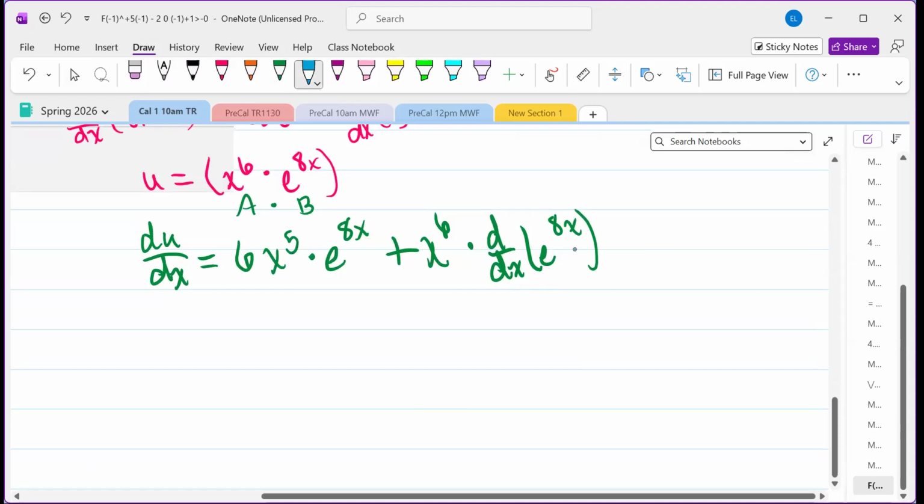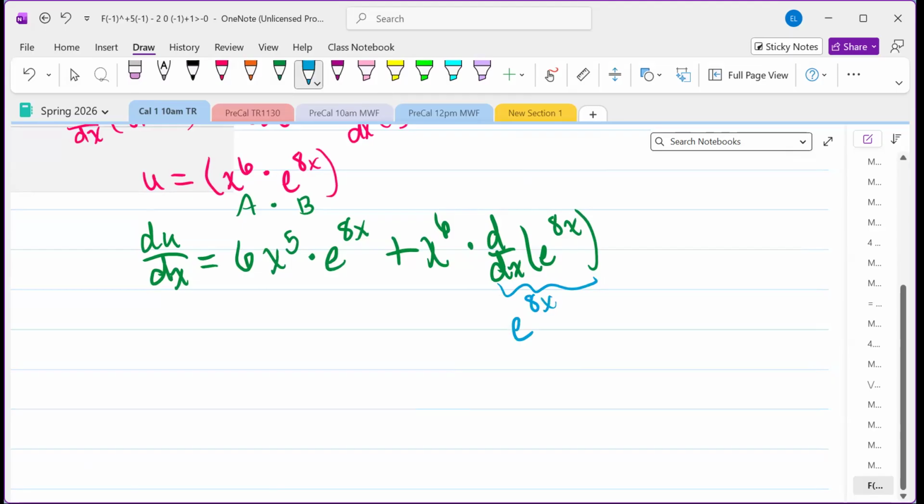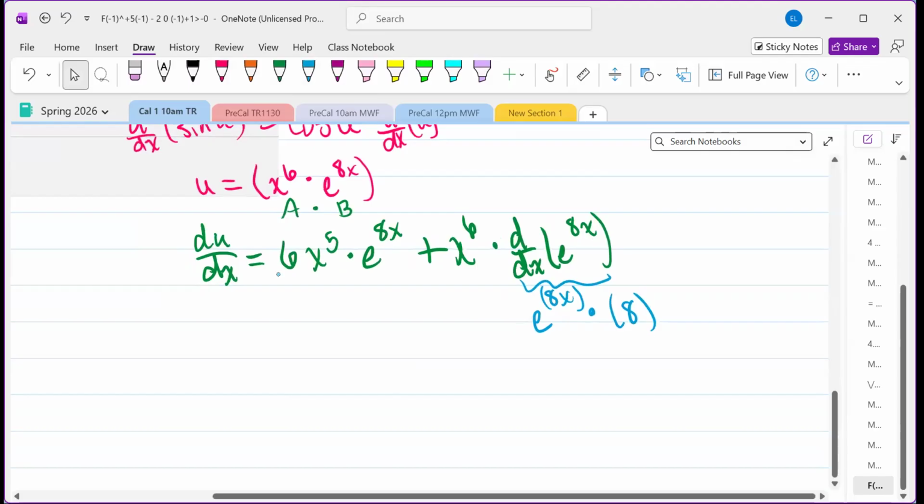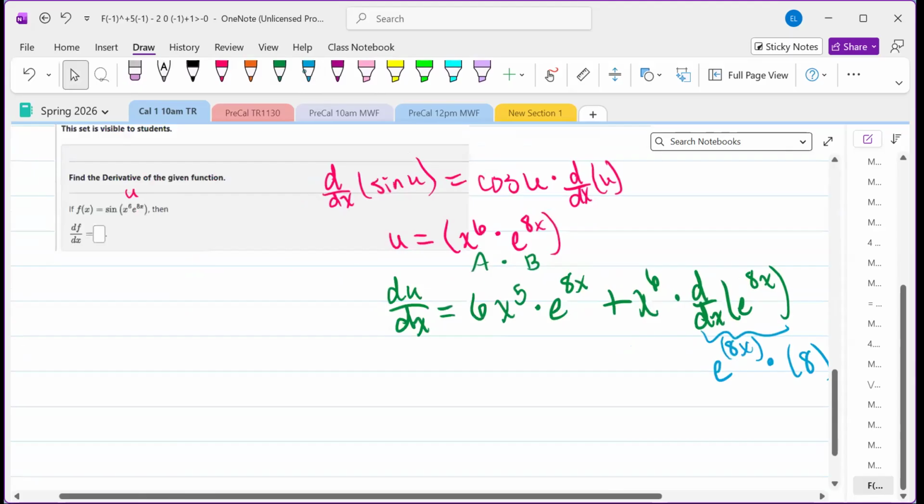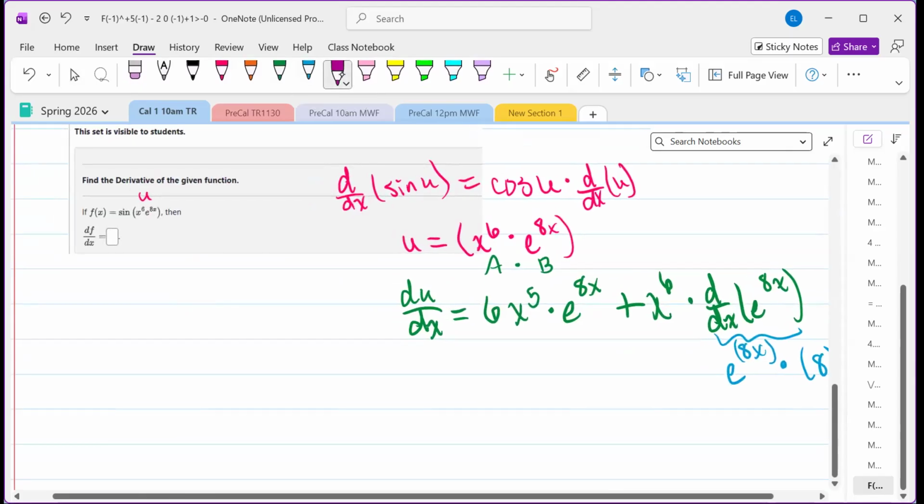Now, the derivative of e to the 8x, e to the anything, derivative is just e to the anything. But if my anything is more than just an x, it provokes another chain rule. So this derivative is e to the 8x times the derivative of 8x, which is just 8. So I've got a whole crazy expression for du dx. I've got a whole crazy expression for the original derivative.